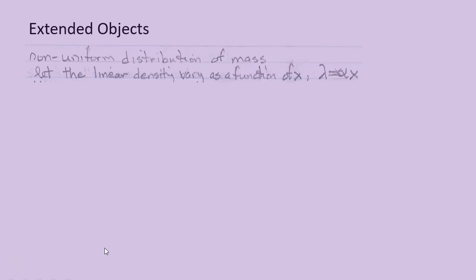Let's move on and look at a rod that has a non-uniform distribution of mass. We're going to let the linear density vary as a function of x. That's what it means when we say it's nonlinear. We're going to look at a specific case where the linear density is equal to a constant alpha times x. In other words, as we move away from the origin, the mass of the rod is going to get heavier and heavier per unit length.